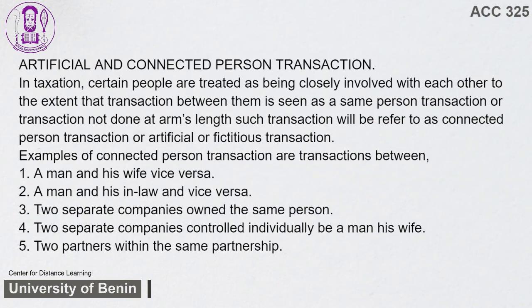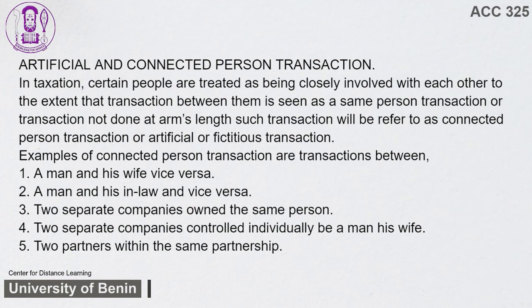Artificial and connected person transaction. In taxation, certain people are treated as being closely involved with each other to the extent that transactions between them are seen as same person transactions or transactions not done at arm's length. Such transactions will be referred to as connected person transactions or artificial or fictitious transactions.